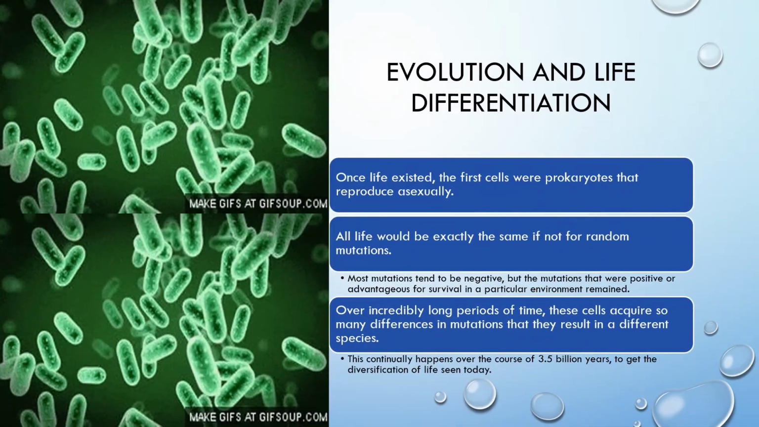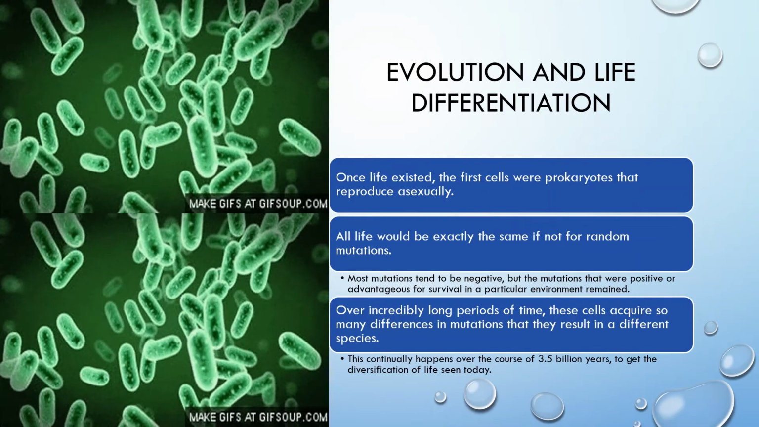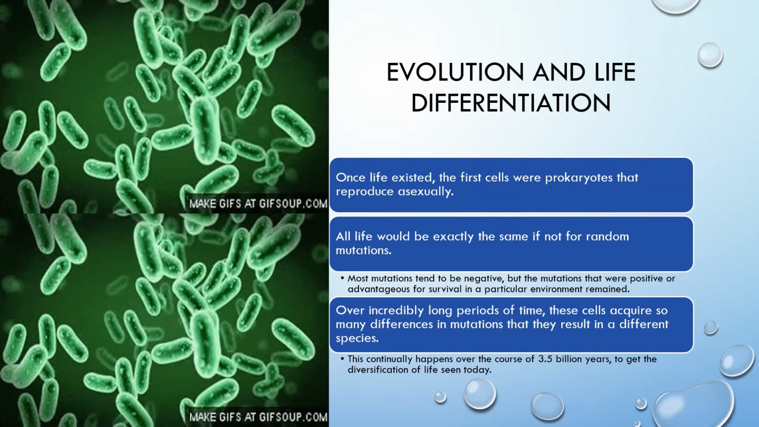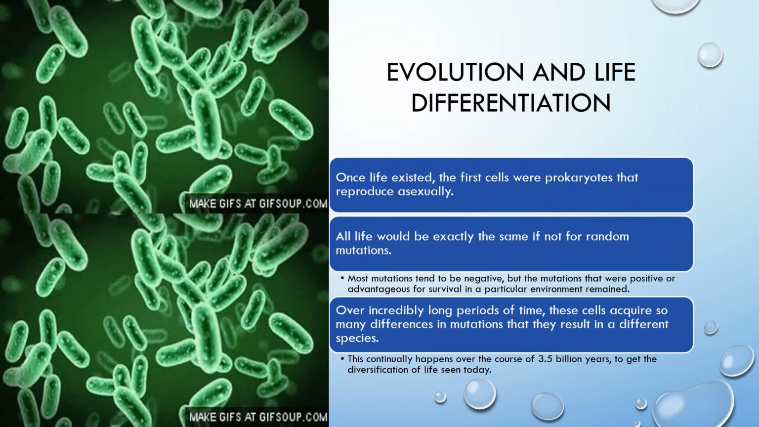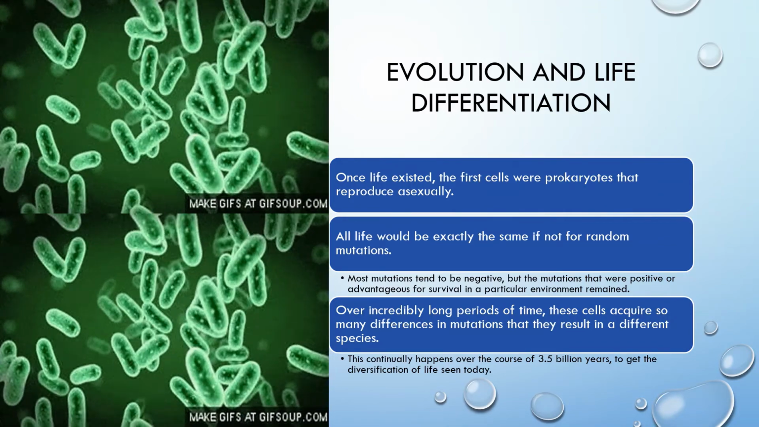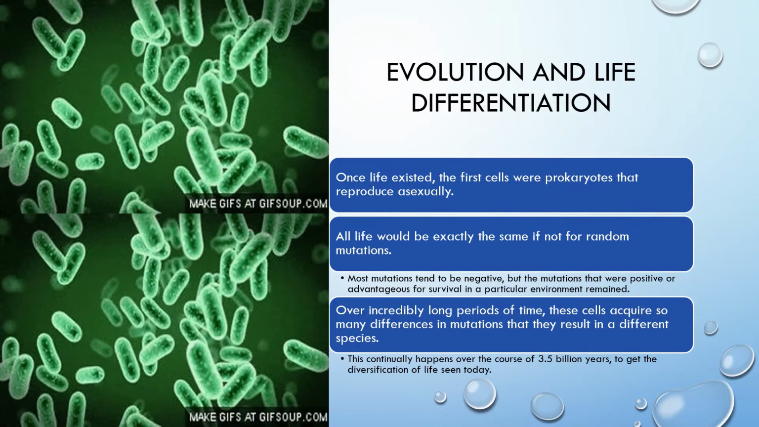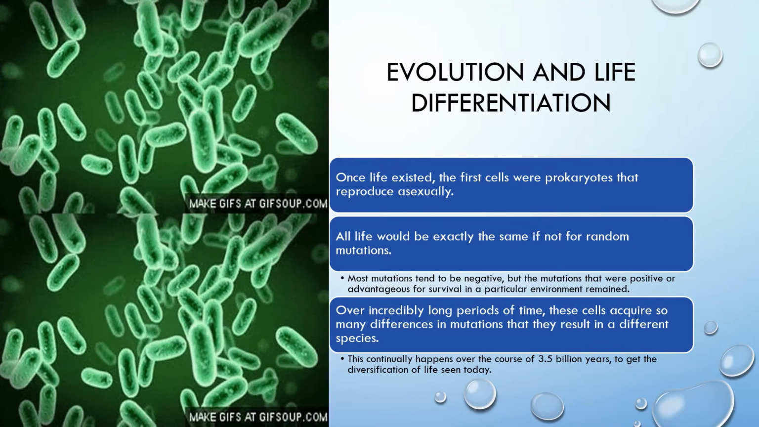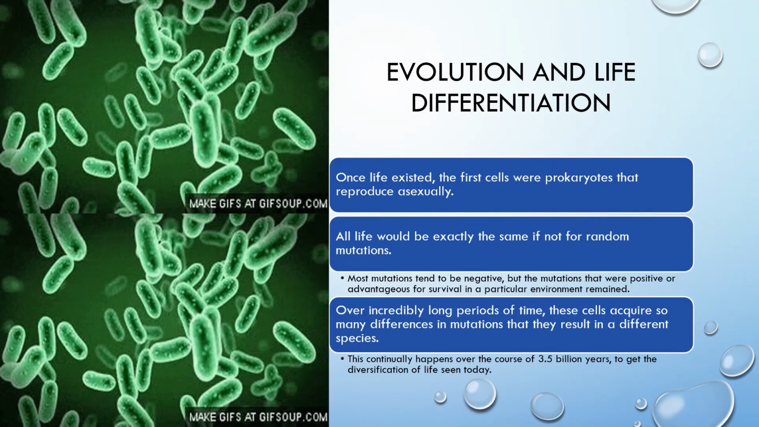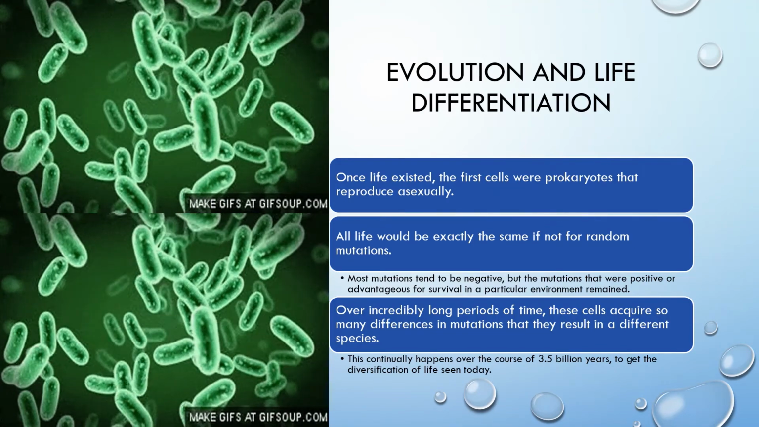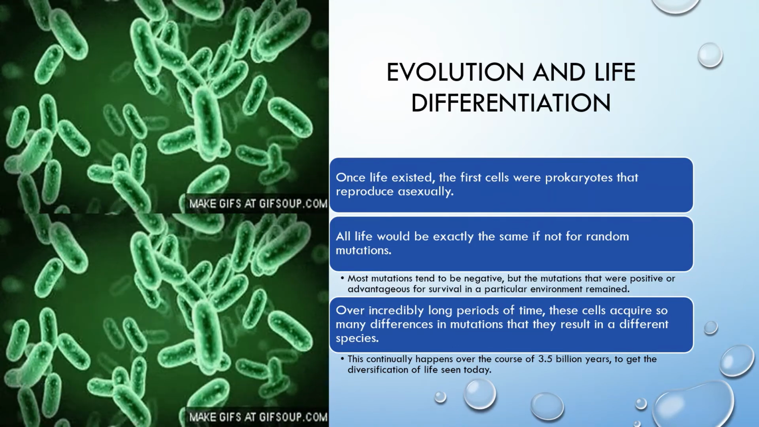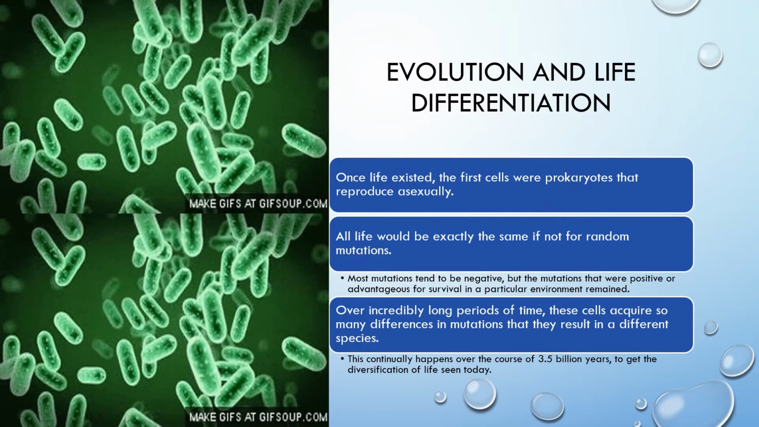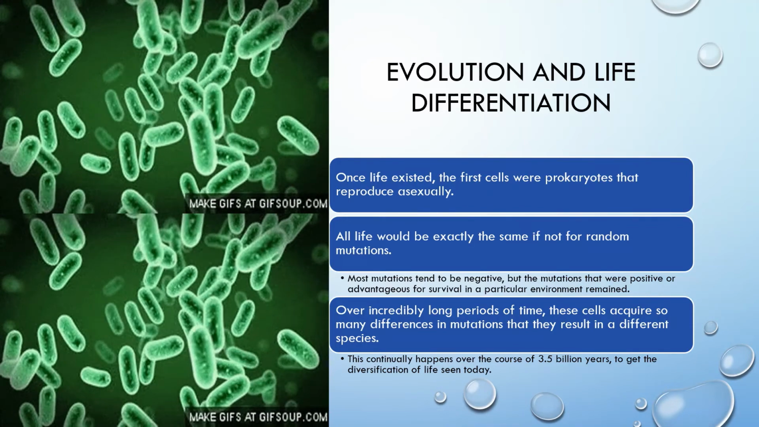Okay, so evolution and life differentiation. Once life existed, from all those interactions of chemicals in that primordial soup, eventually forming DNA and the cell membrane, the first cells were prokaryotes that reproduced asexually. So asexually, just splitting through mitosis. DNA is identical, but the only thing that makes this DNA not identical would be the occurrence of random mutations.